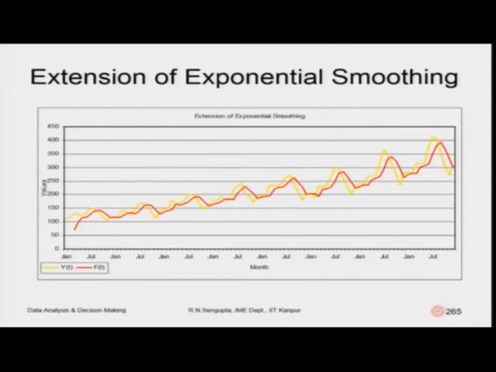For the extension of this exponential smoothing, I use the same data set with different values of alpha 1, alpha 2, alpha 3, and plot it. The yellow one is the actual value and the red one is the predicted value. I take different combinations of alpha 1, alpha 2, alpha 3, keeping in mind that the sum is 1, and then I can find a good fit such that the way the actual value fluctuates is very well mimicked by the forecasted values.